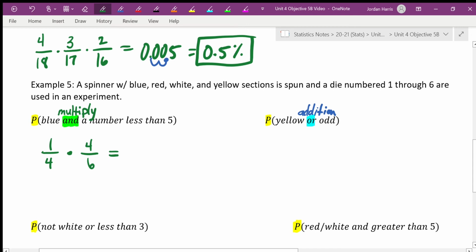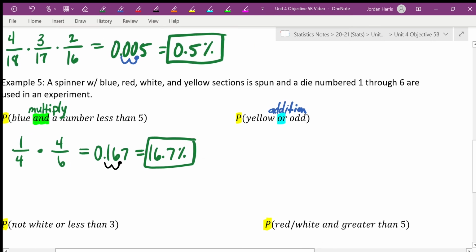And then I multiply together 1/4, 1 divided by 4 times 4 divided by 6. 0.167. Convert to percent, and I get 16.7%. It's a little bit higher than the probabilities we've been dealing with, but there we have it.